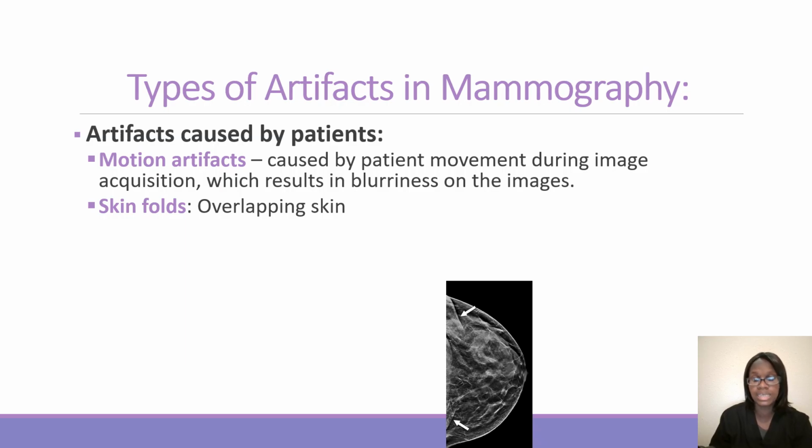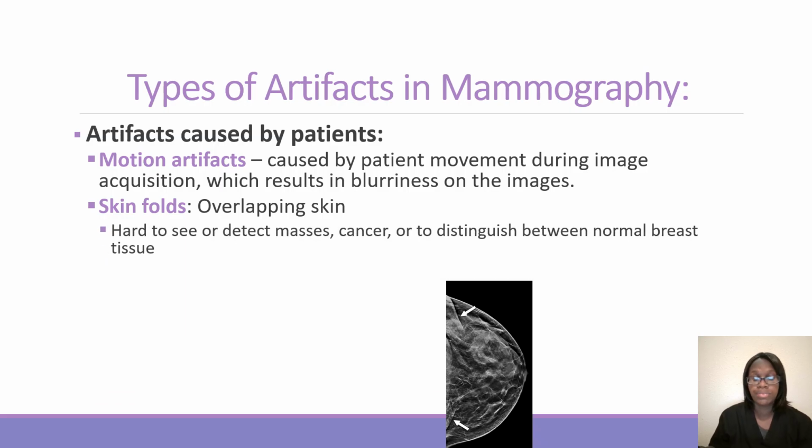And then as you can see, the arrow is pointing down towards the medial aspect of the breast. You can see a skin fold right there. What I find helpful is you can raise up the detector on the machine, and whenever you raise up the detector, it puts it right underneath that IMF, which can help get rid of the skin fold.